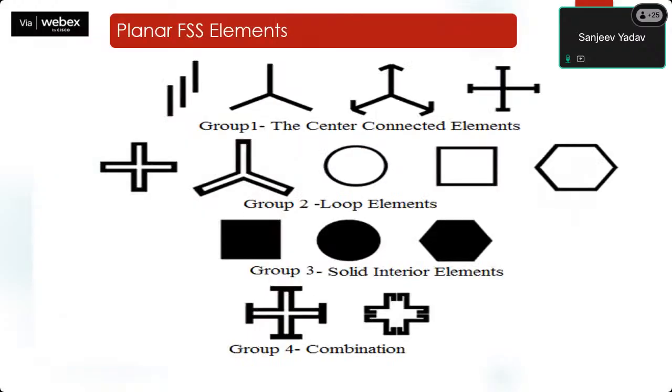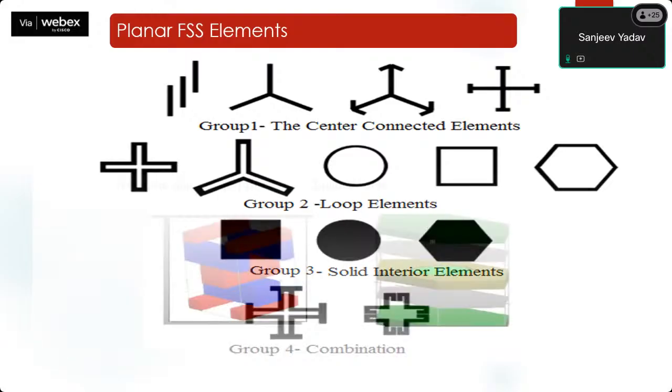These are examples of planar FSS elements. Here, the center connected elements are planar. Loop elements, again solid interior elements, and the combination of different types are shown here. So these types of elements can be used for designing the planar FSS elements. Not only these, you can design any shapes in the planar.